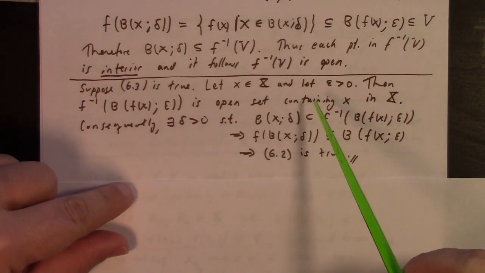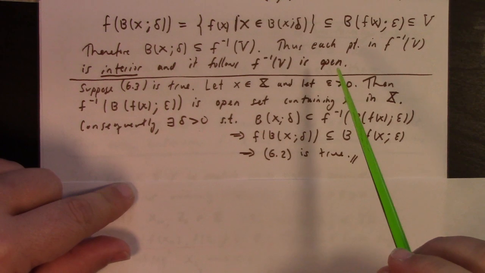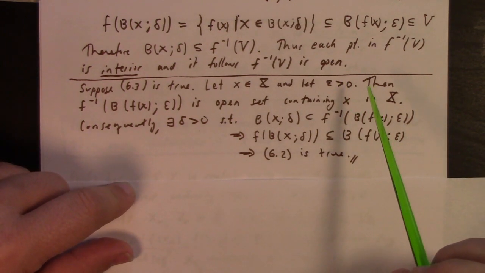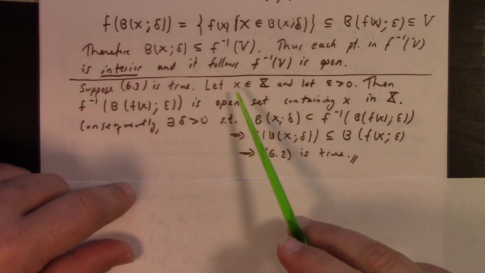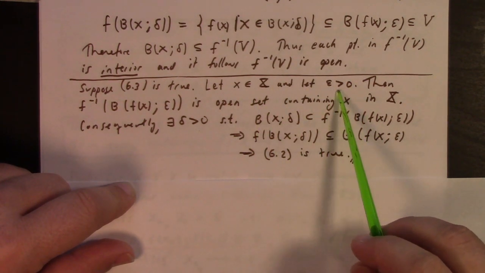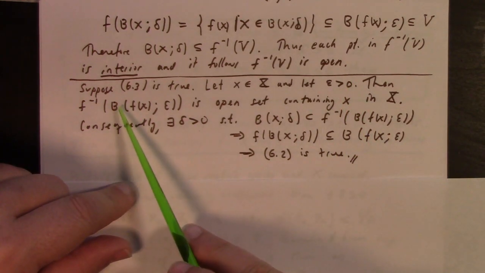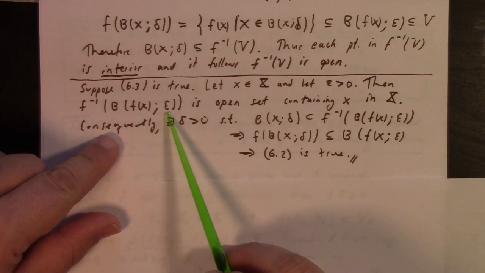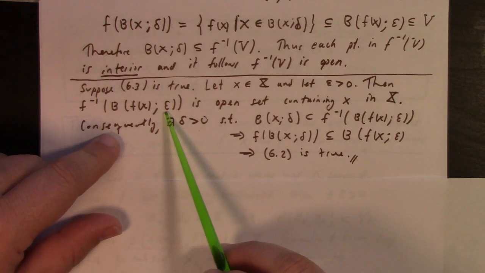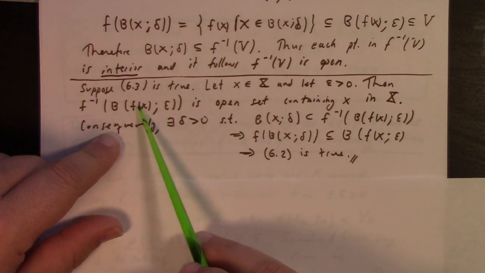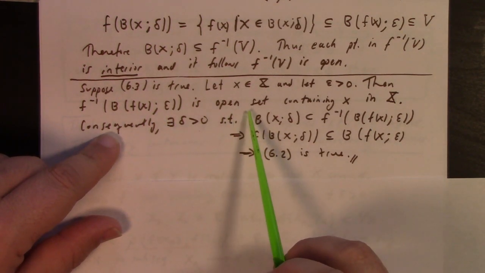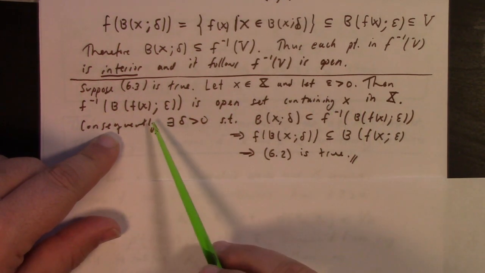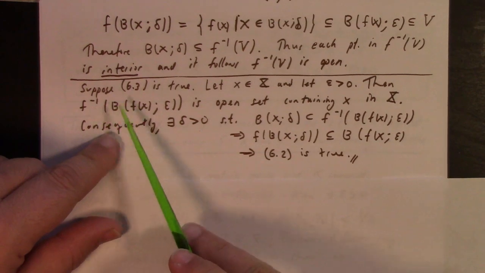Suppose 6.3 is true, which is to say that the inverse image of open sets is open. We're going to try to work on 6.2, which is the epsilon-delta characterization of continuity. So let x be given, and let epsilon be positive. Then the inverse image of the ball of radius epsilon centered at f of x is an open set containing x. Why is that open? Because we're assuming 6.3 is true, so the inverse image of this open set is open.